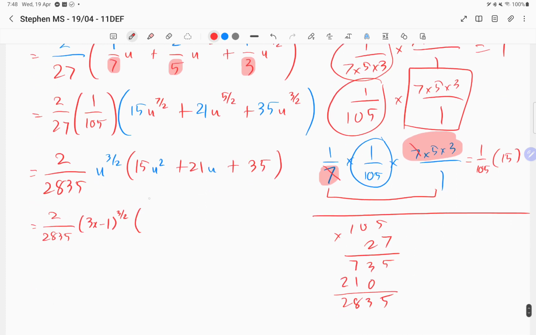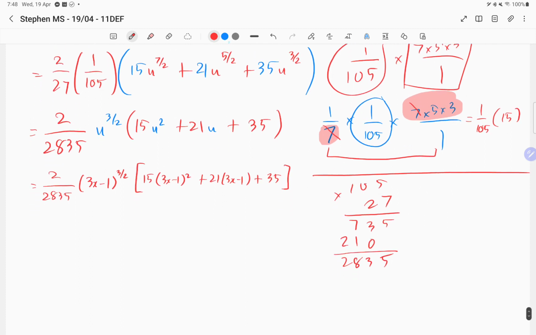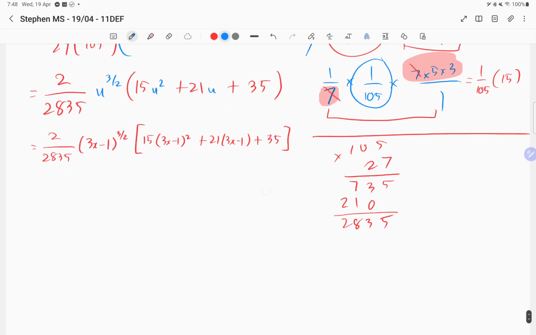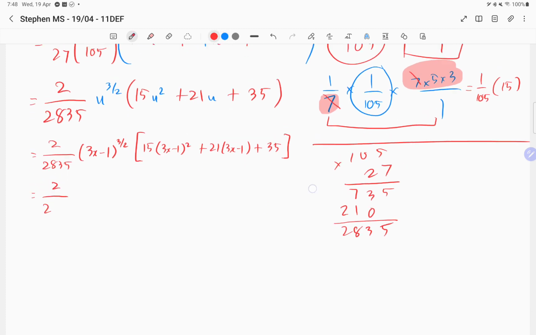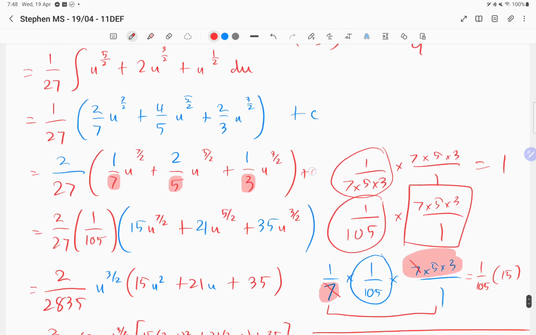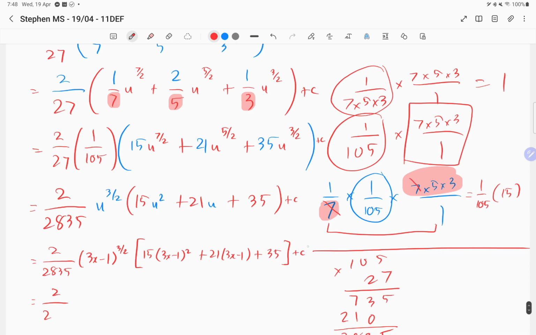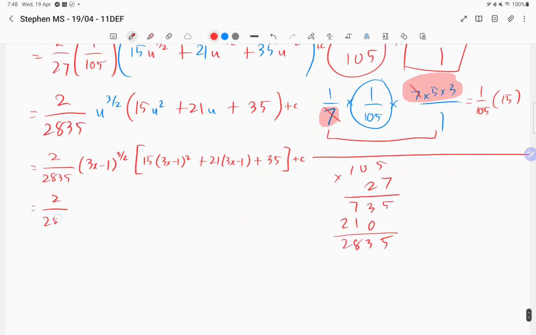And then here will be 15 times 3x minus 1, everything squared. Do you know what I'm going to do next? Plus 21, same thing. Plus 35. What am I going to do next? Expand it. Yes, you expand it. Make sure everything has the plus C, otherwise it will be considered wrong. You miss out 1 mark, it's just a cascading error.